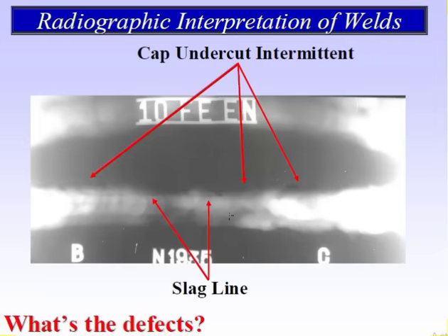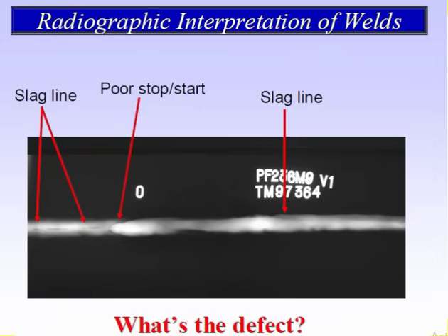Cap undercut intermittent. You see here the cap undercut here, then here, then here. Means this portion is okay. Then again root undercut, cap undercut, then again cap undercut. You see this portion okay. This is cap undercut. The slag line you can see here, the black thick mark here. This is the slag line. So this is the cap undercut intermittent. How it looks like in the image, and the slag line.